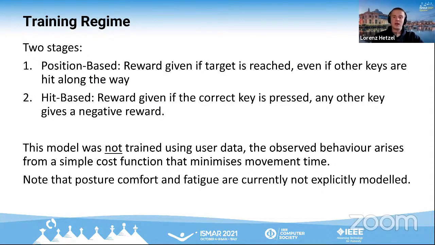And before we have a look at the trained model, I would just like to reiterate 2 things. This model was not trained using any user data. The observed behavior arises fully from a simple cost function that minimizes movement time. And also note that posture comfort and fatigue are currently not explicitly modeled. That's something we've left for future work.